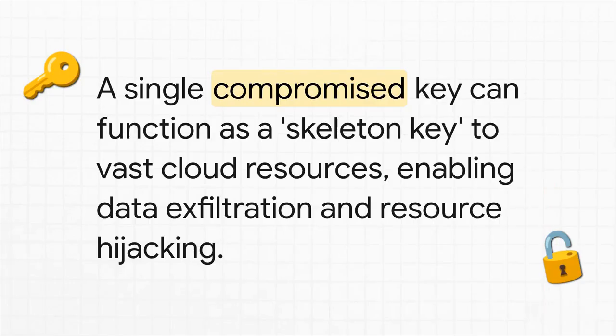So just imagine for a second, a single key that could unlock every single door in a massive skyscraper. That is exactly what a static, long-lived credential, like an API key or a private key, becomes in the cloud. As our source material puts it, just one compromise can turn into a skeleton key, giving an attacker access to, well, pretty much everything. The stakes really couldn't be any higher.